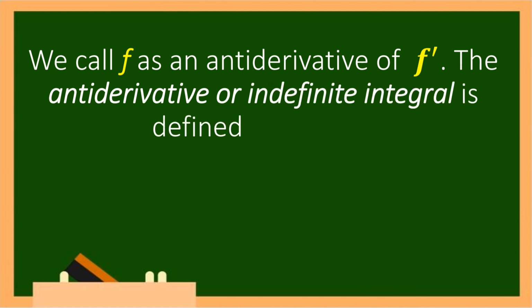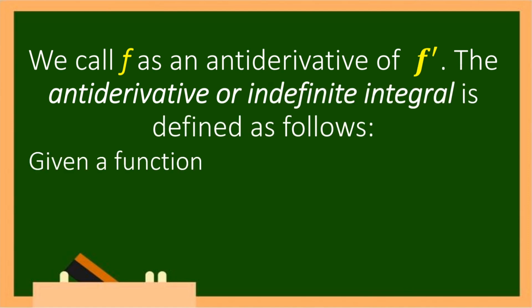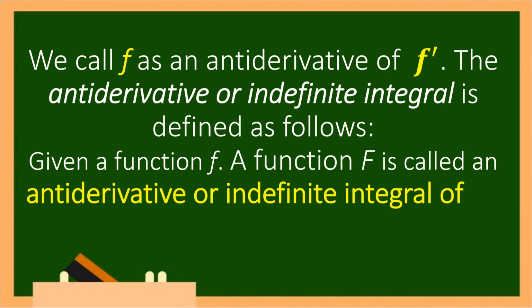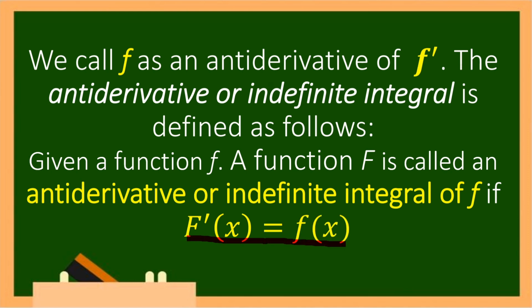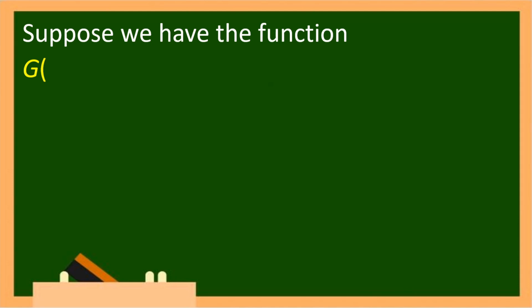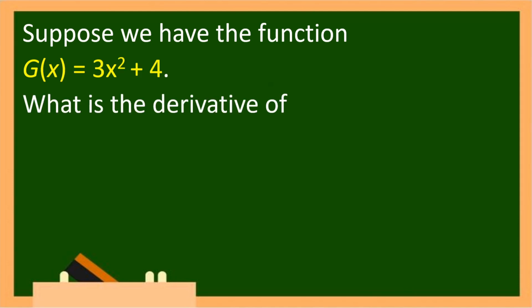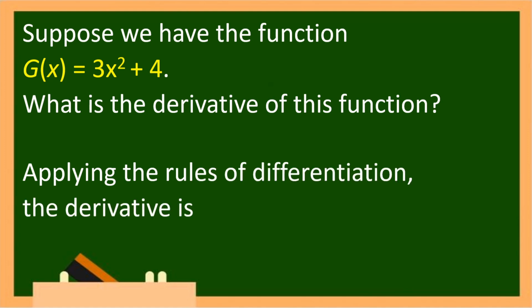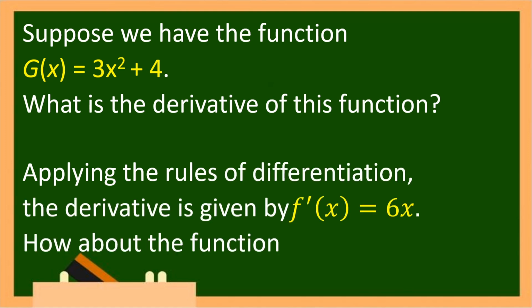The antiderivative or indefinite integral is defined as follows. Given a function f, F is called an antiderivative or indefinite integral of f if F prime of x equals f of x. Suppose we have the function g of x equals 3x squared plus 4. What is the derivative of this function? Applying the rules of differentiation, the derivative is given by g prime of x equals 6x. How about the function h of x equals 3x squared minus 10? Its derivative is also 6x.